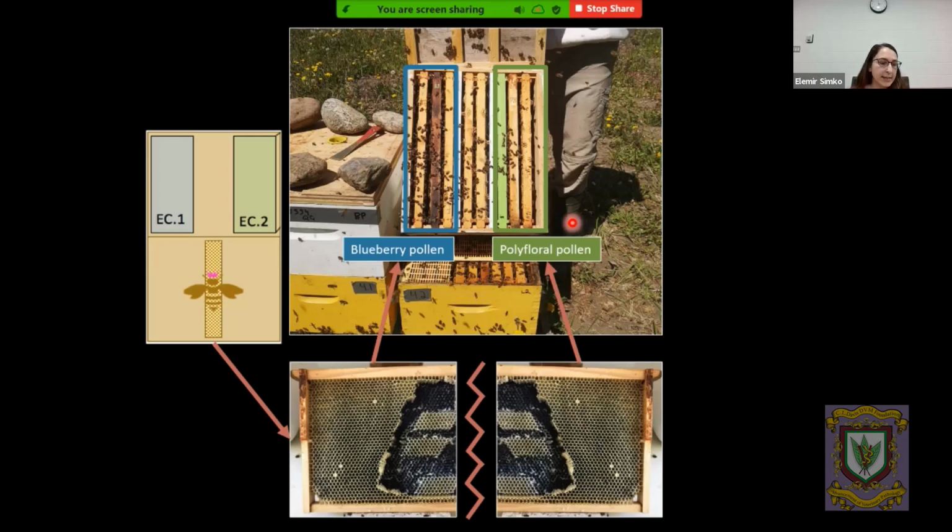And that frame of eggs that I was talking about previously, produced from this caged queen, was cut in half, and each half was placed in one of the compartments. So one was placed in the blueberry pollen and the other was placed with the polyfloral pollen. Frames were again divided into these quadrants and larvae were inoculated with different concentrations of M. plutonius bacterium and then exposed to these pollen types.